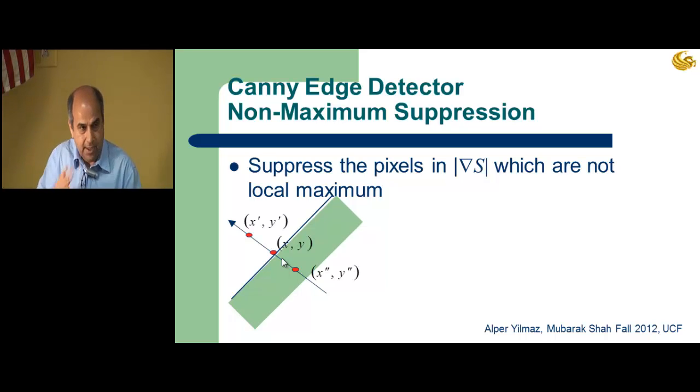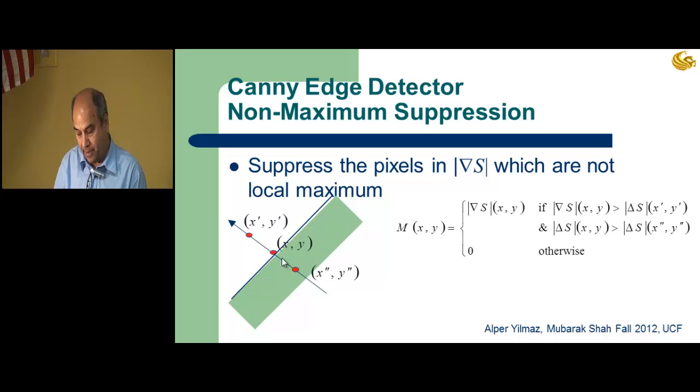If there's an edge here and you look in this direction, it has to be a maximum. So that is the local maximum. We want to say that if the gradient at this edge is greater than this and greater than this, then we will maintain it. If not, we will suppress it, which means we'll make it 0, so it won't have a chance to become an edge. That's called non-maxima suppression. We suppress those pixels' gradient which is not a local maximum.